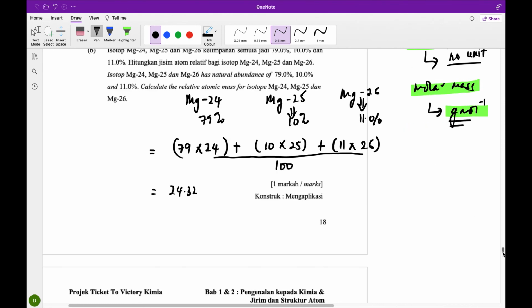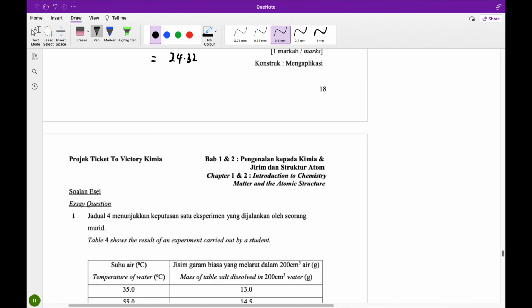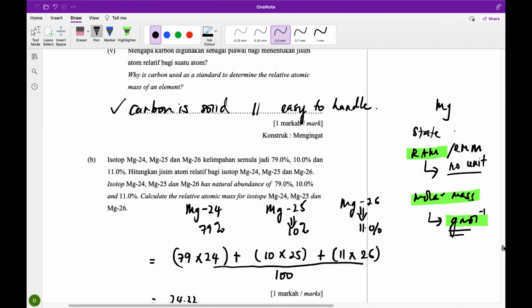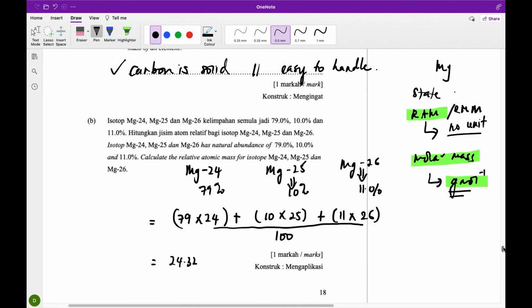Okay, let us move on. That's it for question 2. So we have done question 1 and question 2 in the tutorial session. Next tutorial session will be on essay. Thank you.